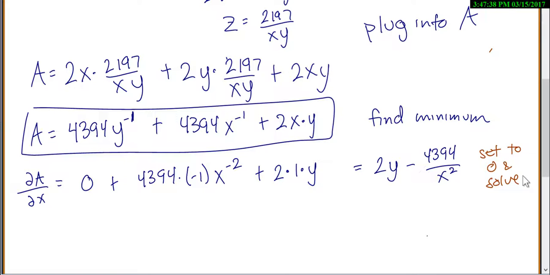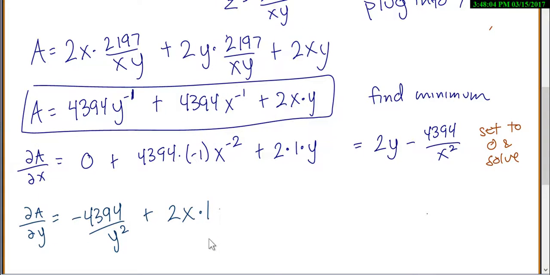But the problem is we still have an x and a y. So what we'll do is let's go ahead and find our partial derivative with respect to y. Now, it's going to be pretty similar. This derivative with respect to y, using our same logic, is going to be negative 4394 over y squared. Plus this x, this just has an x, so we don't care about that. And then the 2x is a constant, derivative of y is just 1. So we get 2x minus 4394 over y squared.